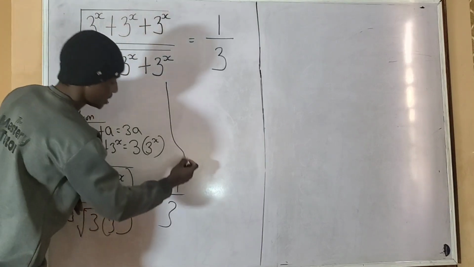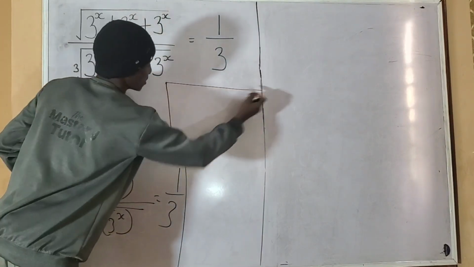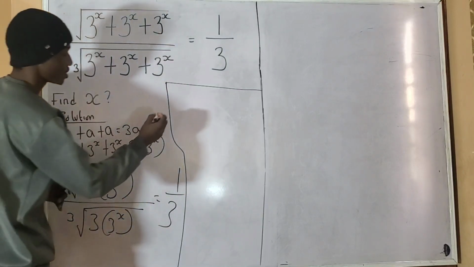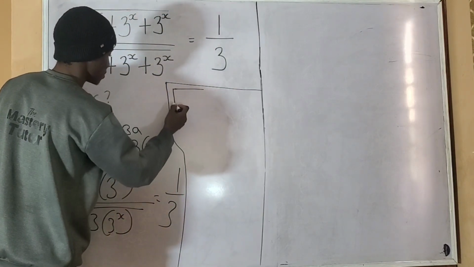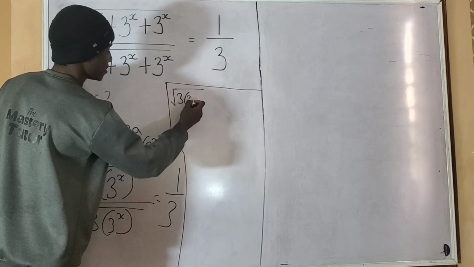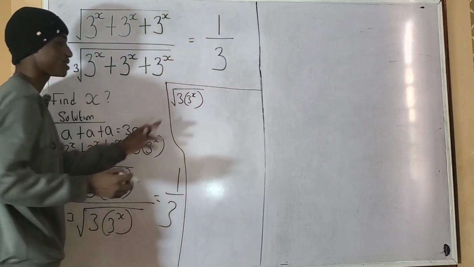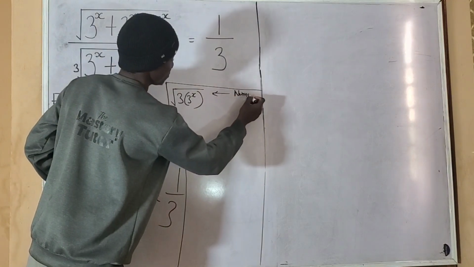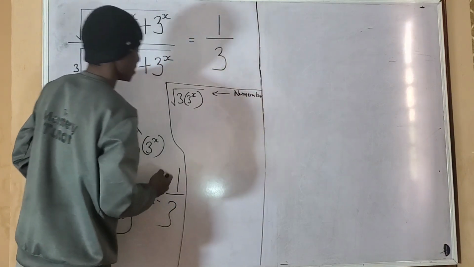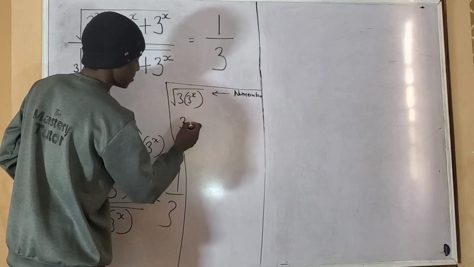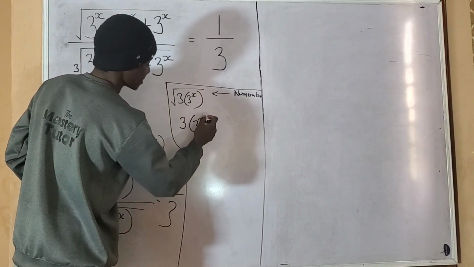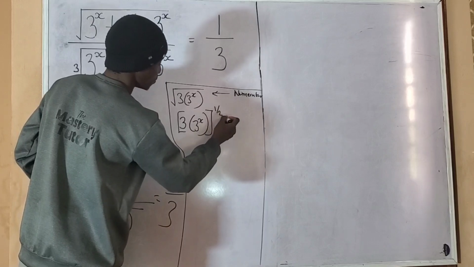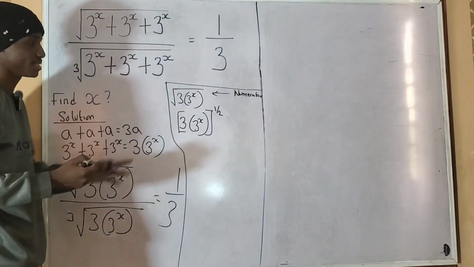Let's deal with the numerator. The numerator of the left-hand side of the equation is the square root of 3 multiplied by 3 raised to the power of x, right? This is the numerator. Do you understand? Let me put it there. Numerator. Okay. Do you know that this can be written as 3 multiplied by 3 raised to the power of x, all raised to the power of 1 over 2? Okay, this is the numerator.